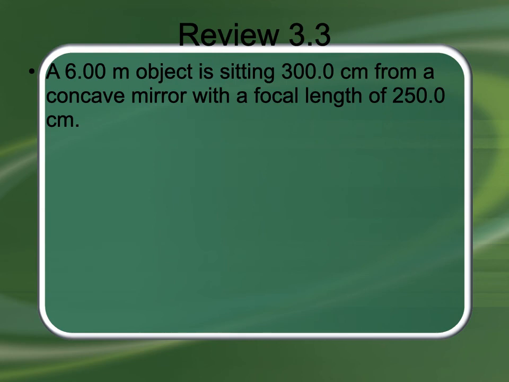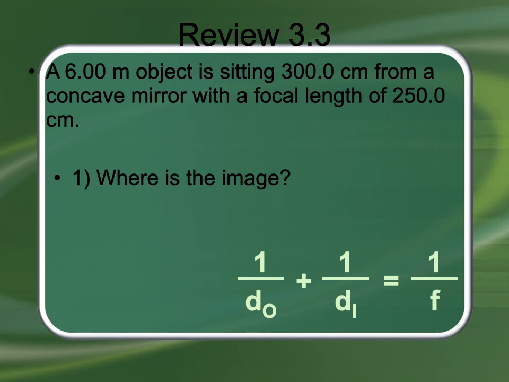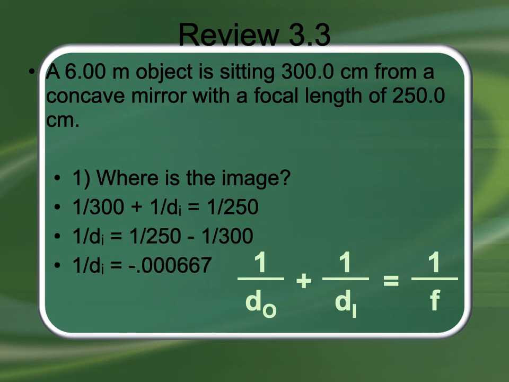This object is sitting at 300 centimeters from the concave mirror with a focal length of 250 centimeters. And so there's our equation. Where is the image? So we plug in our numbers. Again, 1 over 300, that's the object's distance, plus 1 over di, the image distance that we're trying to find, equals the focal length, 1 over 250. Once again, we do the algebra, we punch it into our calculator, we take the reciprocal. Don't forget to take the reciprocal, and you find the answer is 1,500 centimeters.